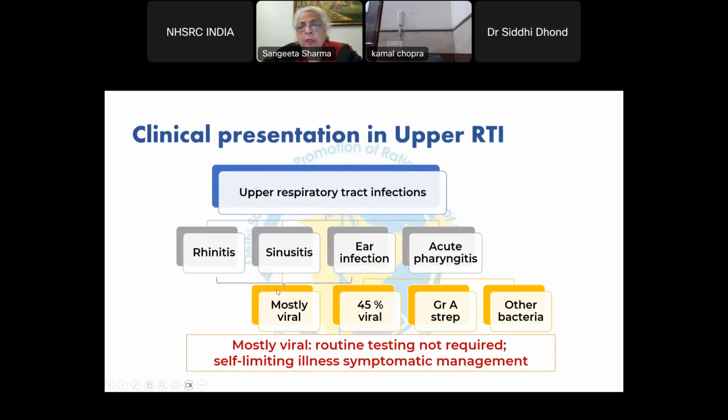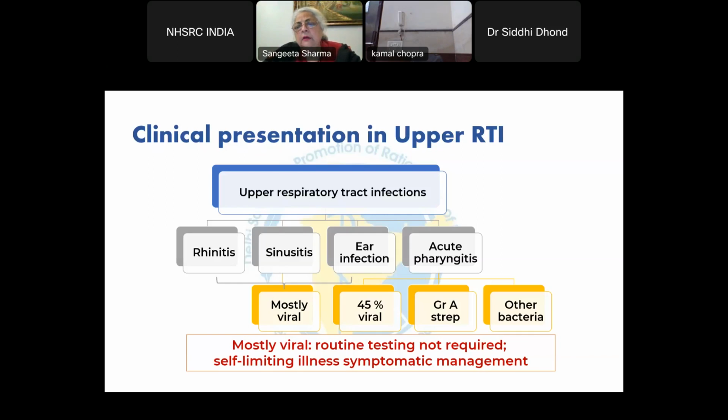Whereas many of us think that if sinusitis is there, then we need to prescribe antibiotics. Since this is mostly viral, watchful waiting will help. Delayed antibiotic: if you feel that the patient is not getting better over 5 to 7 days, the condition is worsening, or there is double sickening. Double sickening is the term used.